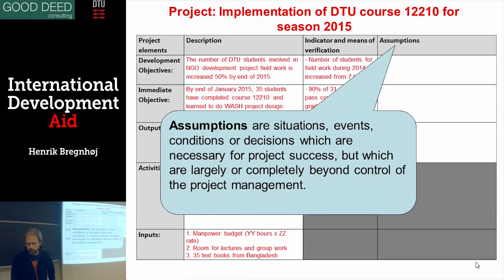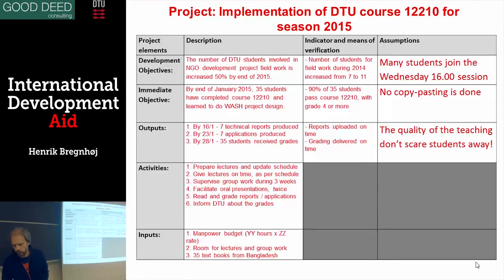And then finally, we also put some assumptions here. These are situations, events, conditions, decisions which are necessary for the success, but are largely beyond the control of the project management. So we can do some things, but we also have to assume some things sometimes. We cannot control everything here.